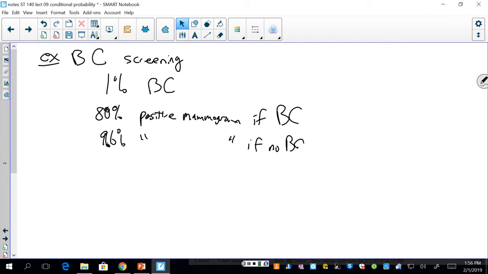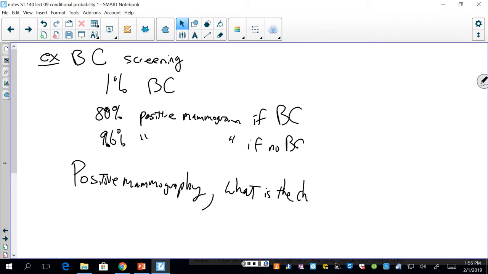So a 40-year-old woman participates in routine screening and has a positive mammography. What's the chance that she actually has breast cancer? So we now see a positive mammography. What is the chance of breast cancer?